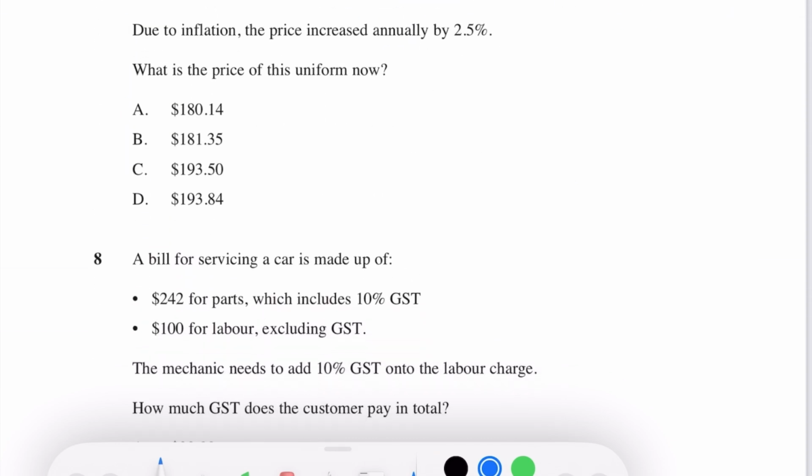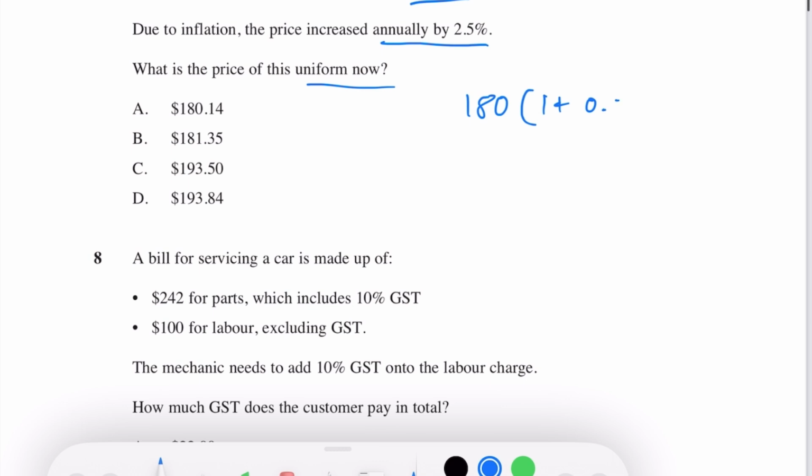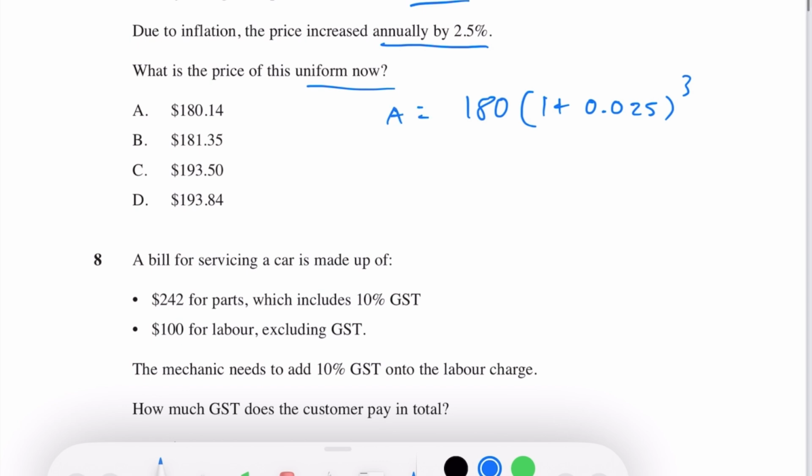Question 7, 3 years ago, the price of a uniform was $180. Due to inflation, the price increased annually by 2.5%. What is the price of the uniform now? So it's 3 years ago, so we've got to use the compound formula. So we've got 180, and then we've got to times it by 1 plus our rate, which is 0.025. And then this happens over 3 years, so we're going to raise that to the third power, and that's going to give us our current amount. And if I type that into our calculator, that's going to give me $193.84. So that would mean D is your answer.